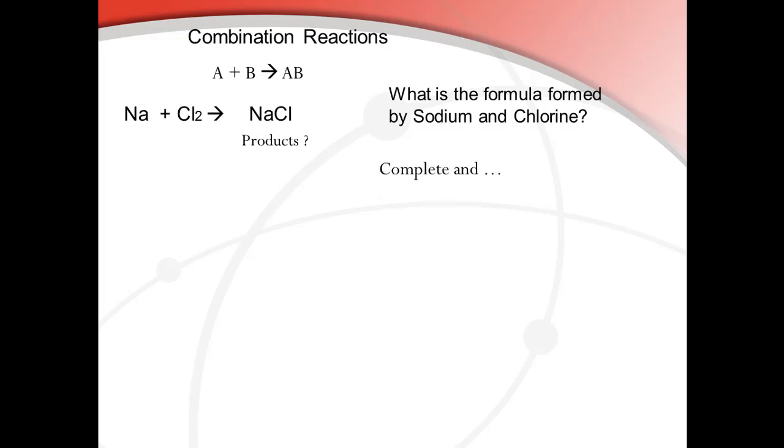Is this equation complete? Yes, but is it balanced? No. Right? We have 2 chlorines in the reactants, only 1 in the product. So we're going to need to put a coefficient of 2, but that 2 also applies to the sodiums. So we're going to need another coefficient in the reactants, and now the equation is complete and balanced.